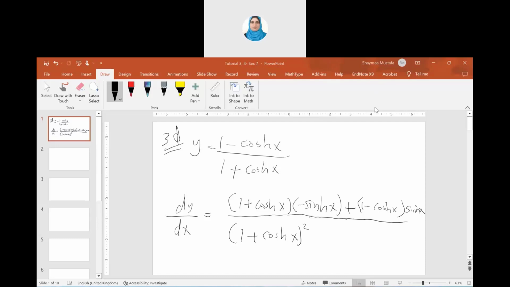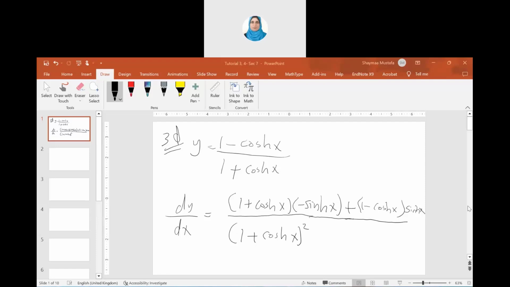Then the other question is 3D. We have also 6, 9, 10.